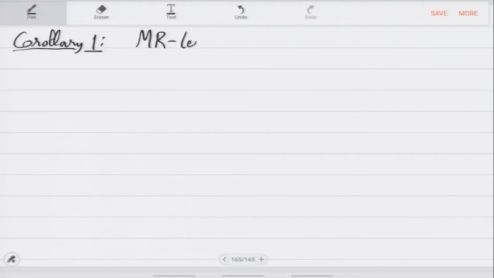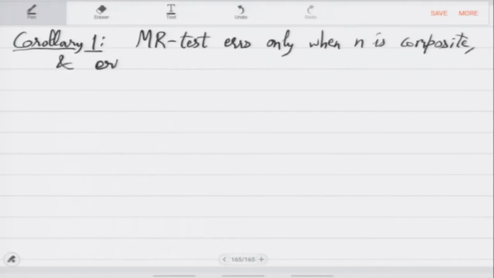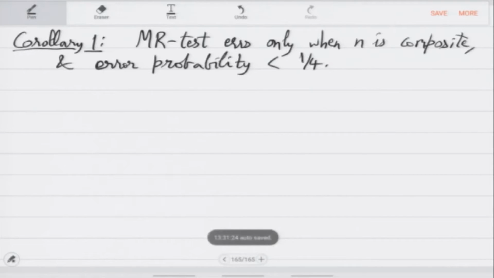So the Miller-Rabin test errs only when n is composite, and the error probability is less than 1/4. So it's a very good test. It's quadratic time and less than 25% error.